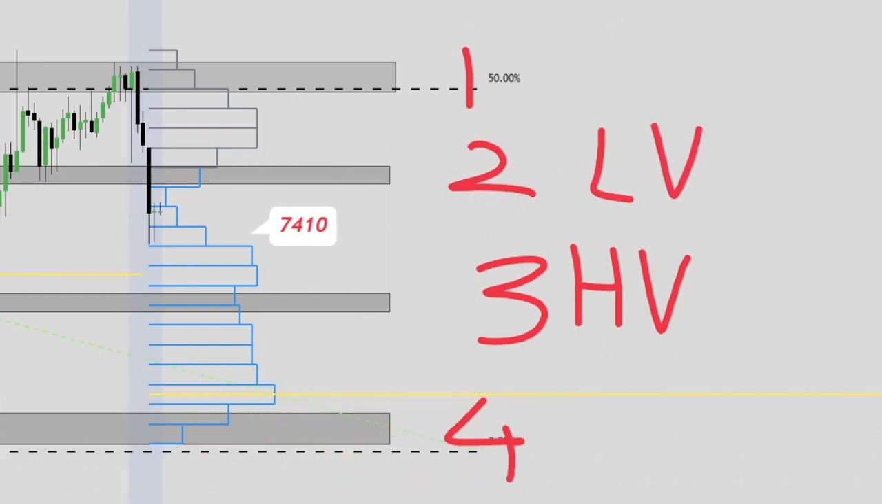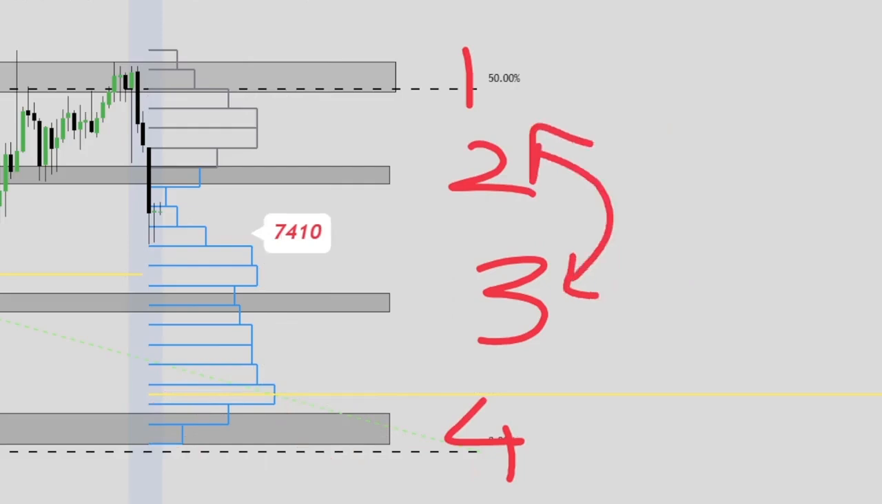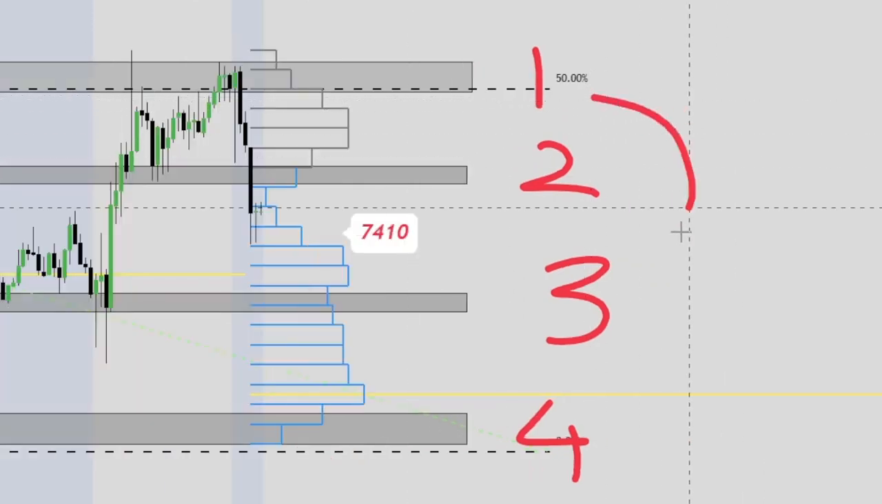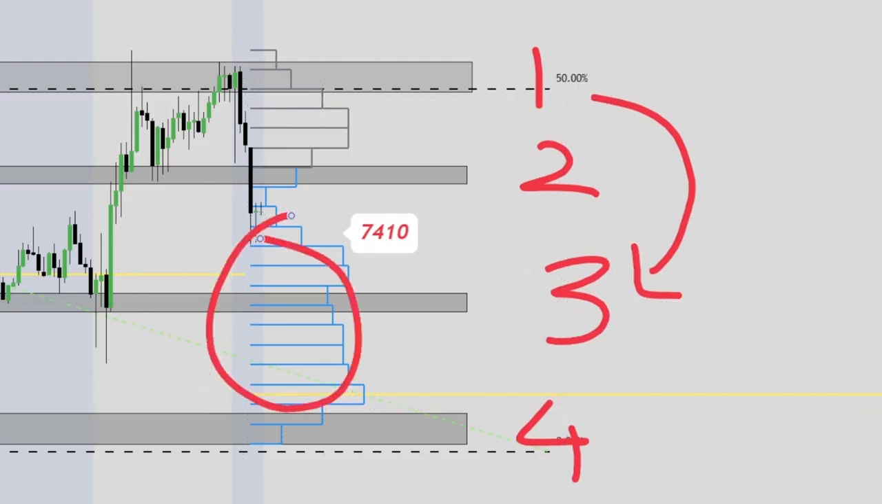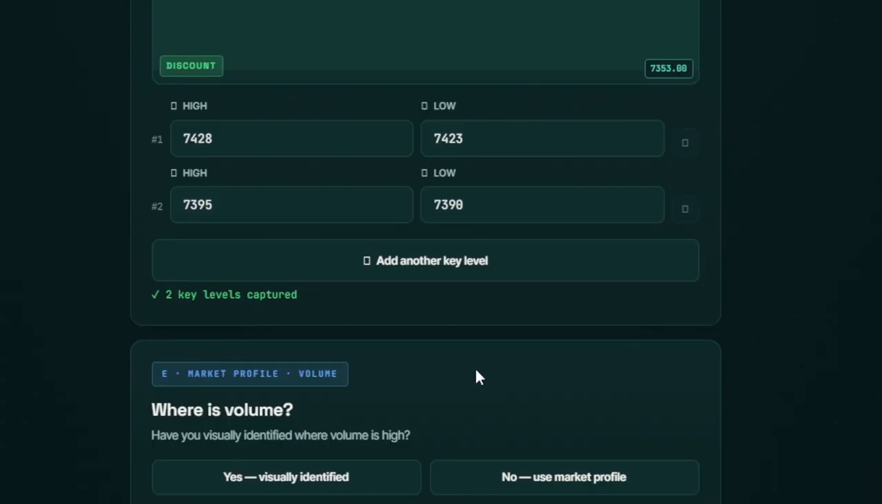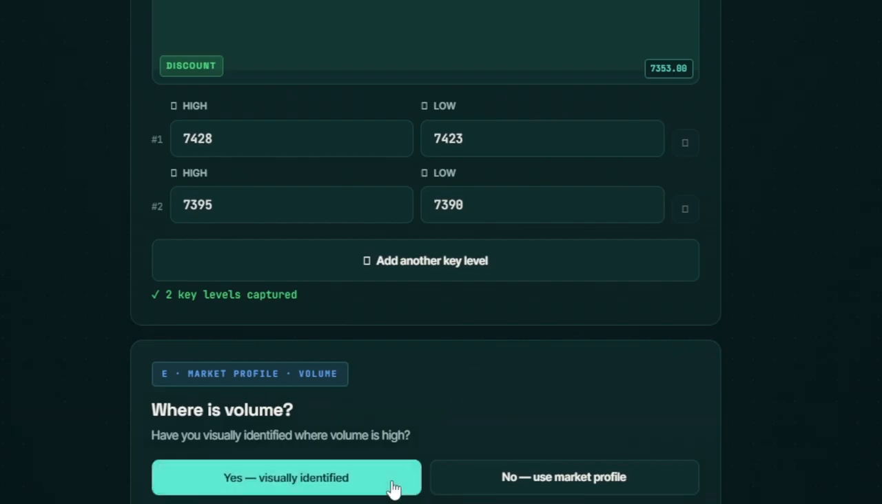This is very important. What we've established is that we're in discount, we have our 2 key levels, and we've linked them to volume. This is super important. If you're missing any of these steps, it becomes very difficult to execute. This is why people get chopped out and lose, because they don't have a clear roadmap. So when it comes to volume, you want to say, yes, I have defined it.